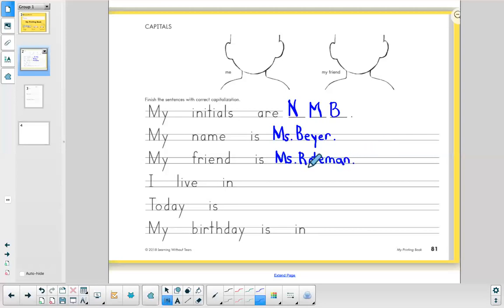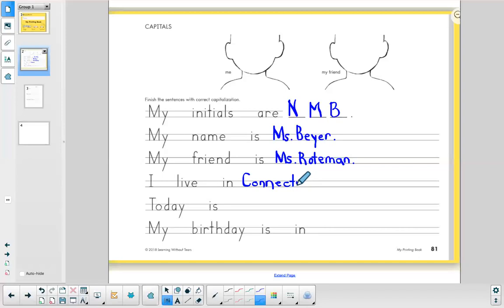But notice that when I wrote Miss Roman's name, I used a capital R and a capital M because it's her name. I live in. When I am talking about a place, I need to use a capital letter. So I live in Connecticut. So I'm going to use my best first grade spelling to spell Connecticut.